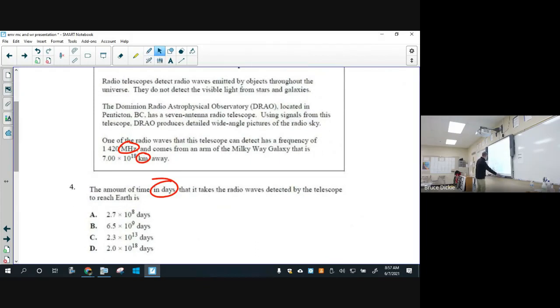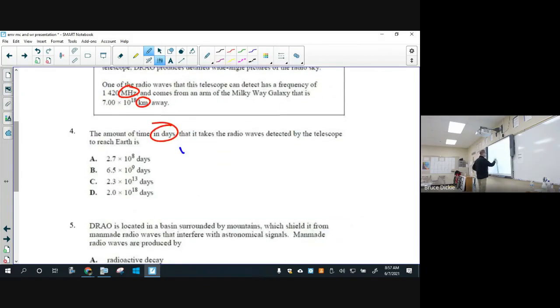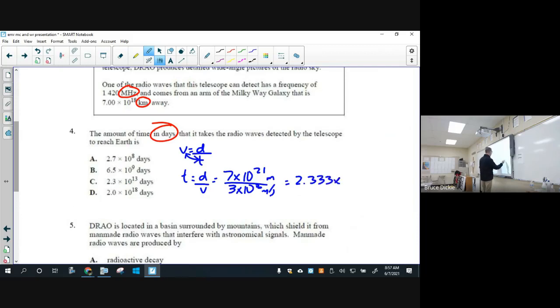So for this one, we're going to just say v is equal to d over t. Rearrange that to solve for t. T goes up, v goes down, d over v. The distance here is 7 times 10 to the 21 meters, because 7 times 10 to the 18 kilometers times 10 to the 3 is 10 to the 21, and divided by the speed of light, 3 times 10 to the 8 meters per second. We do that, we get an answer of 2.333 times 10 to the 13.